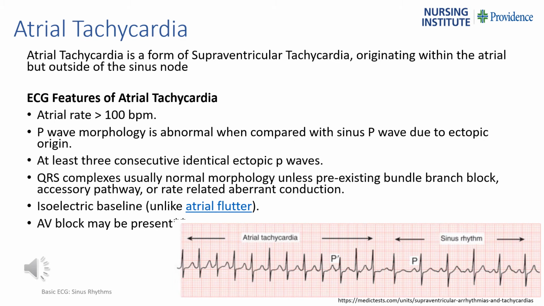QRS complexes are usually of normal morphology unless there's a pre-existing bundle branch block, accessory pathway, or a rate-related aberrant conduction. You'll see an isoelectric baseline, unlike atrial flutter, and AV block may be present. This is generally a physiological response to rapid atrial rate, except in the case of digoxin toxicity, where there is an actual AV node suppression due to the vagotonic effects of digoxin that results in a slow ventricular rate.